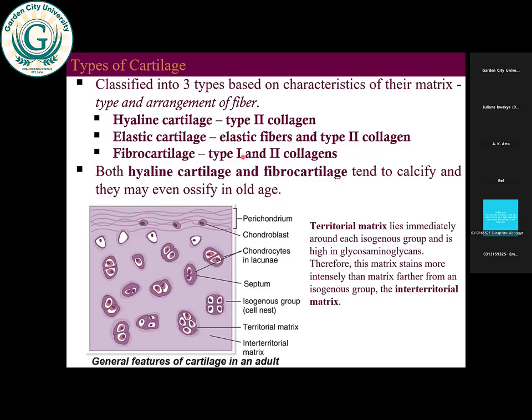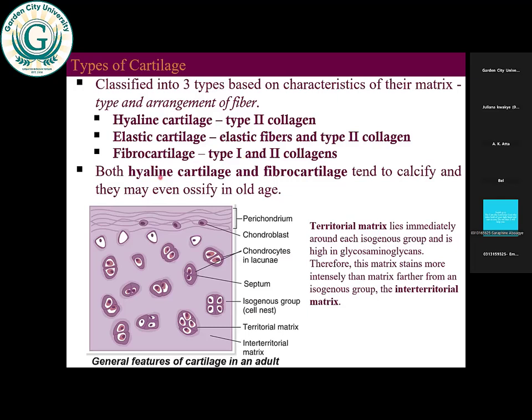So the one that you find in fibrocartilage, apart from the fact that they have type 2, they have a lot of these type 1. So they are very, very strong. So your intervertebral discs and the pubic symphysis are types of fibrocartilage.